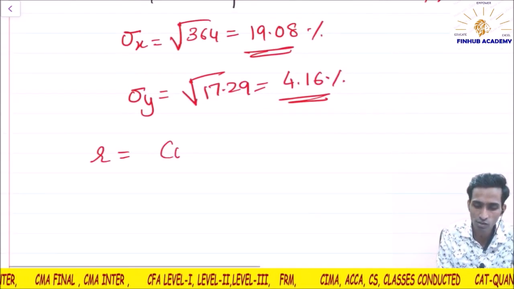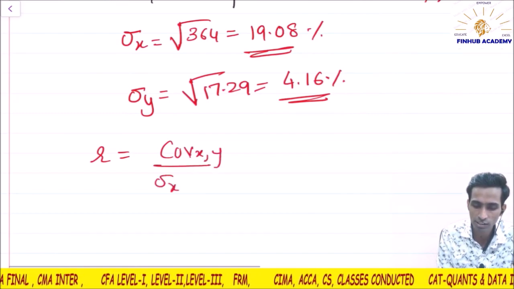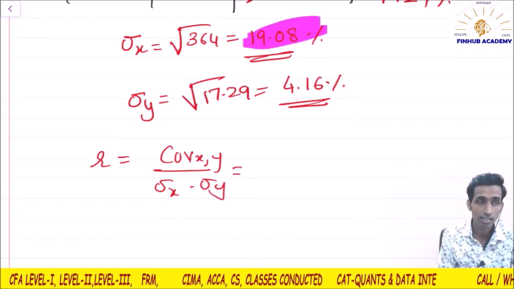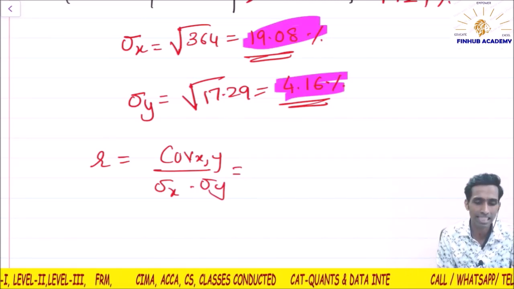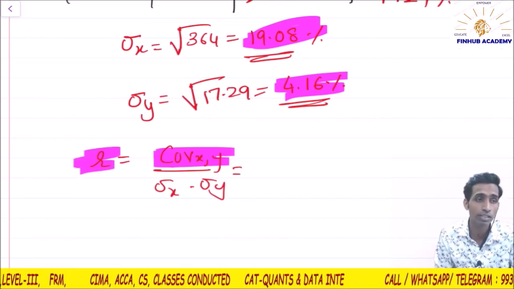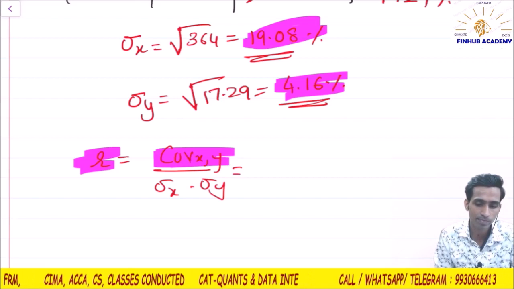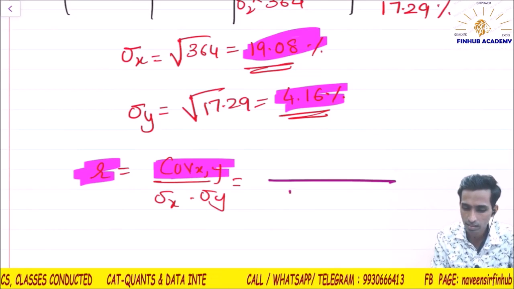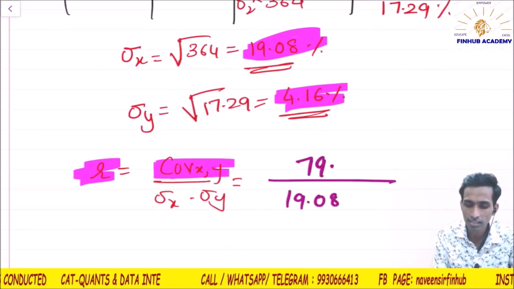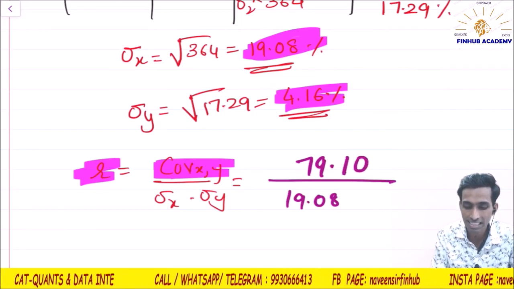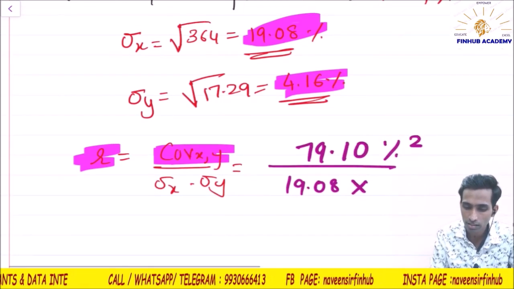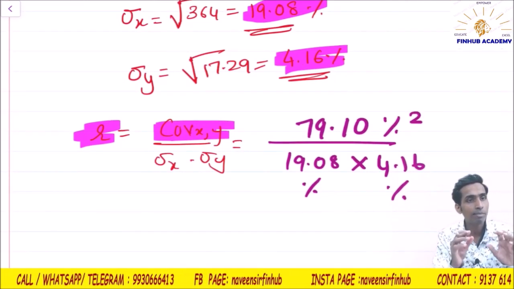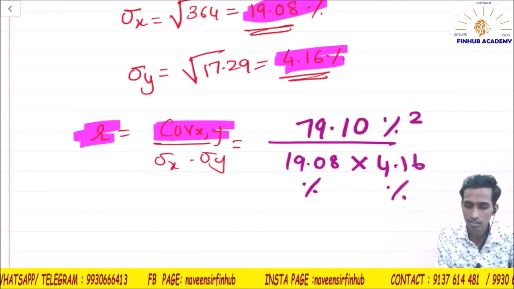R I know. R is covariance of x comma y upon standard deviation of x into standard deviation of y. Okay, listen. Standard deviation can never be negative, and standard deviation of y also can't be negative. That means if R is negative, it should get its negative value from the covariance. Right? So what was the covariance answer? 79.10. This is percentage square. Then you divide by these, which are in percentage. Ultimately it becomes percentage square, so R becomes unit-free. This gets cancelled.